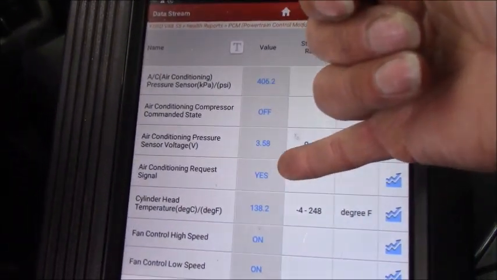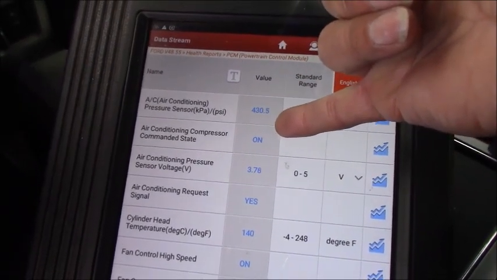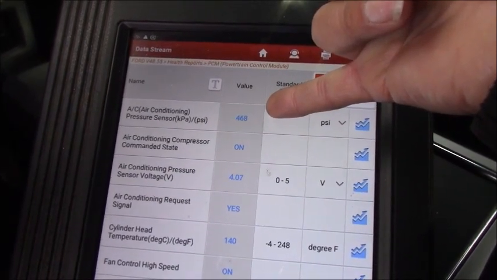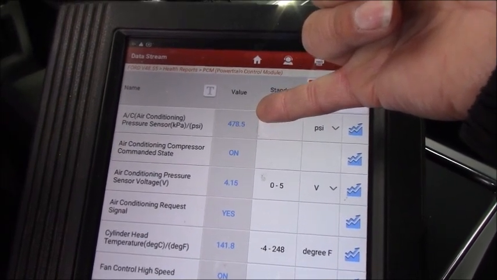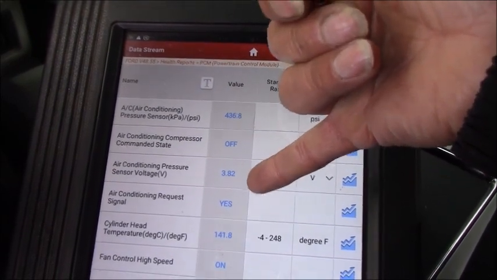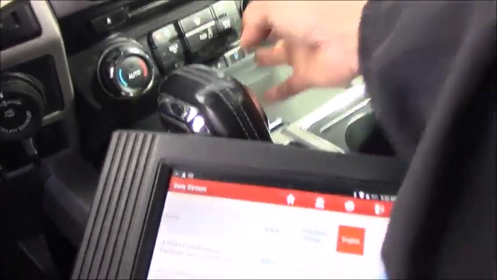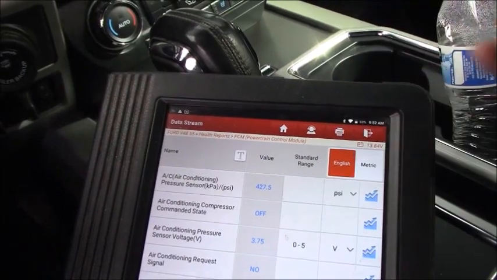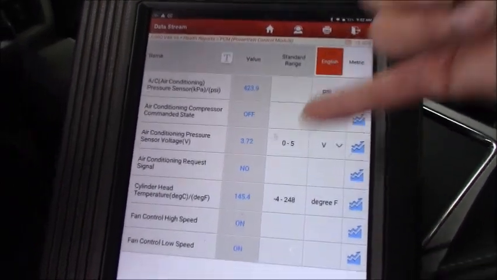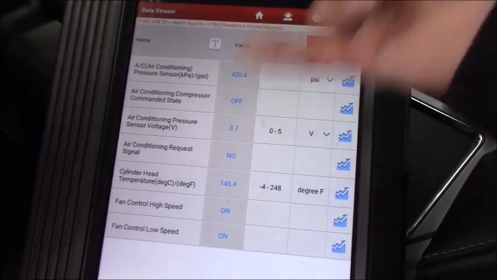Now it says yes, and the compressor command state is on. Oh man, it's on. Let me turn the AC off. Yeah, no signal. But the fan is still running when the engine temperature is not too hot.